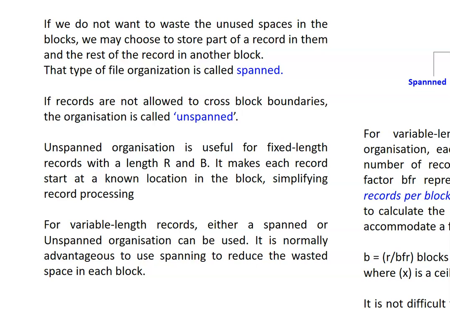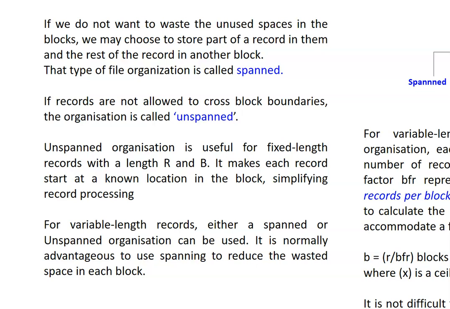So if records are not allowed to cross block boundaries, in other words, if you want to keep the records within one block without having to cross to another block, we call it unspanned. Unspanned organization is useful for fixed length records, with the length of the record known and the size of the block also known. So it makes each record start at a known location in the block, which simplifies record processing.